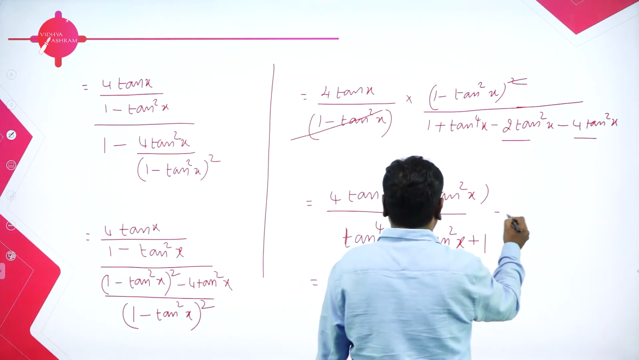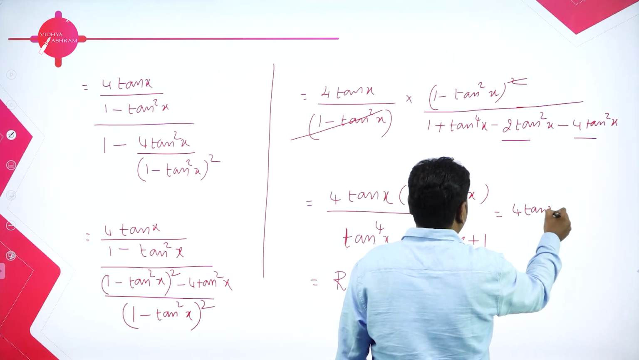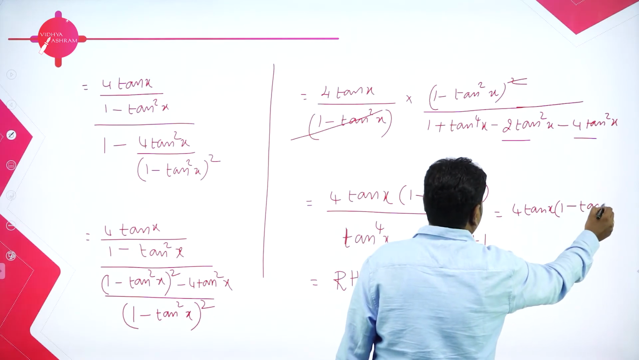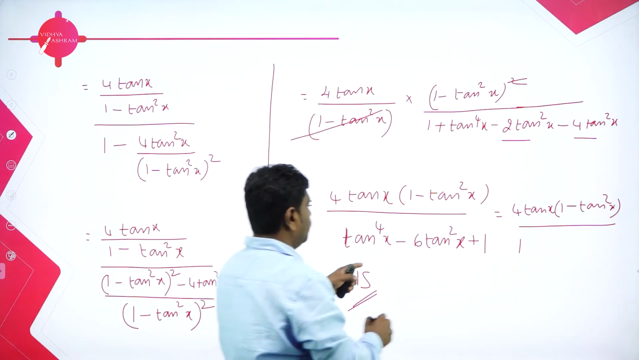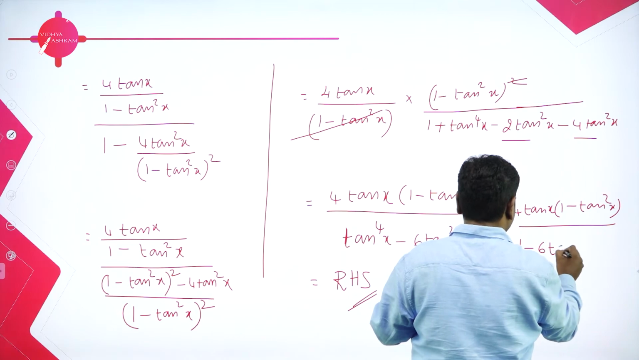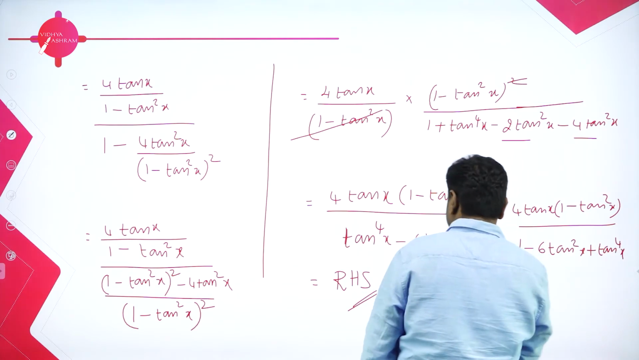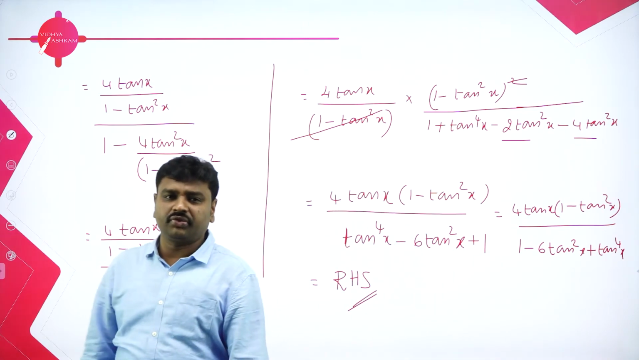So I can also write this as what? 4 tan x into 1 minus, see what is the numerator? 4 tan x into 1 minus tan square x. Same thing we got divided by 1 minus 6 tan square x plus tan power 4x. This is the RHS, hence the proof. I hope all of you understood this.